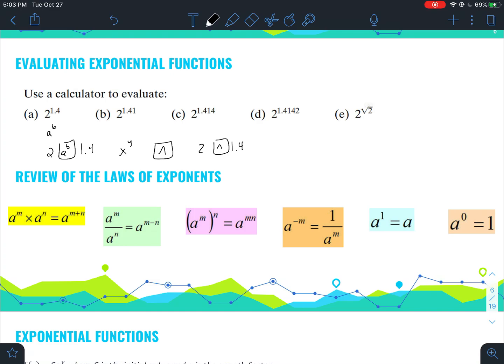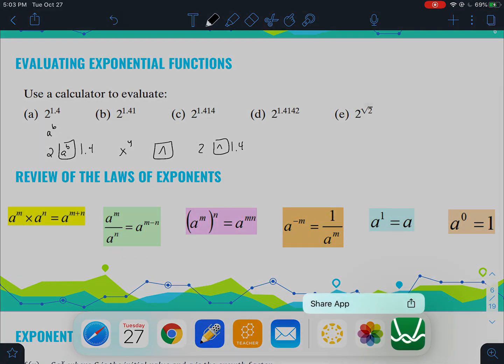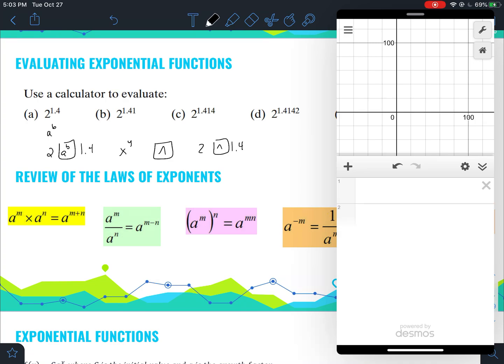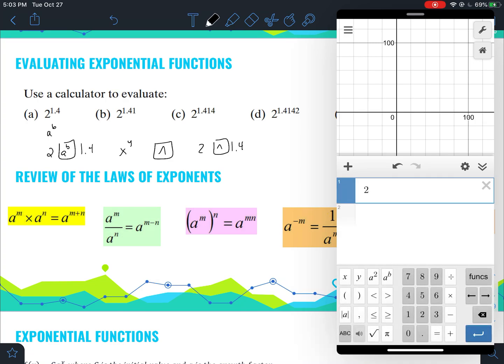I'm assuming that all of you can evaluate all of those on your calculator, so we'll just do a couple of them on Desmos. If I wanted to evaluate these, we have 2 to the 1.4 power. Let's go out 3 decimal places. So this would be 2.639. And then 2 to the 1.41, we can just put an extra decimal place.